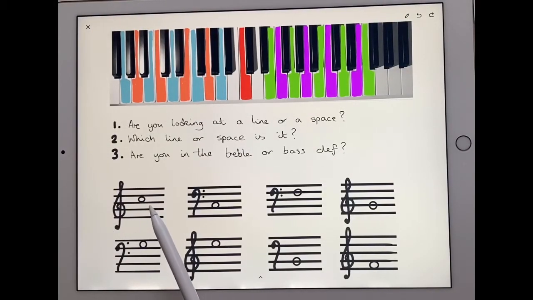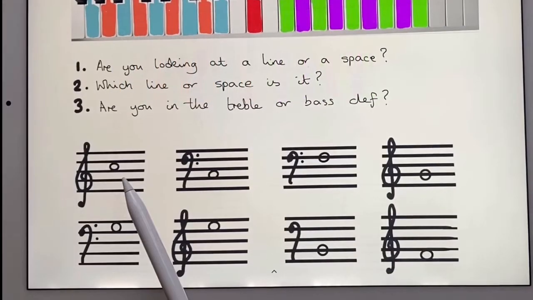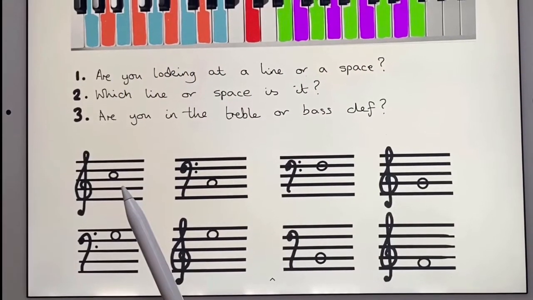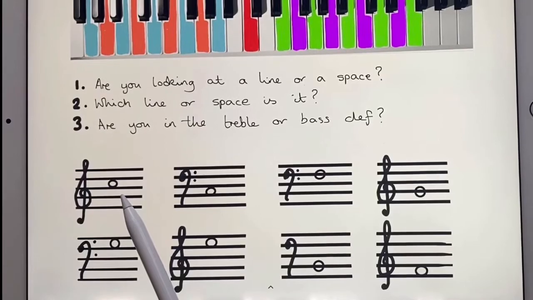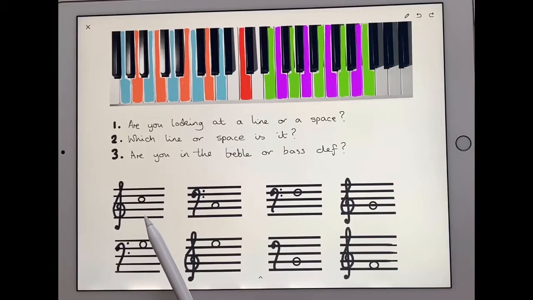Okay, so you are looking at a space. Step number 2, which line or space is it? All right, so pause the video, have a think. It is space number 3. 1, 2, 3. So it is a space and it is space number 3.